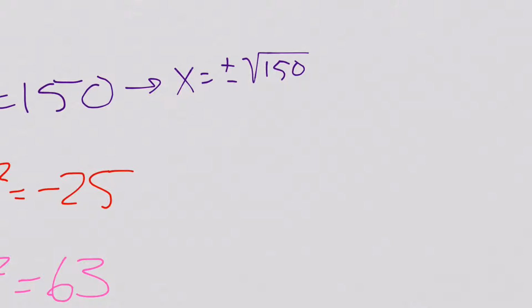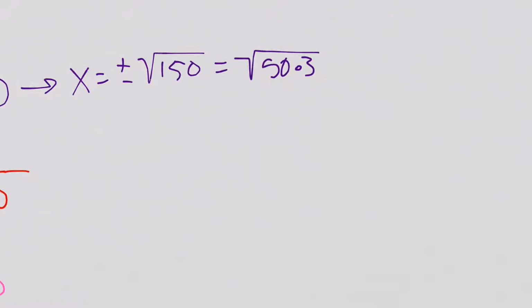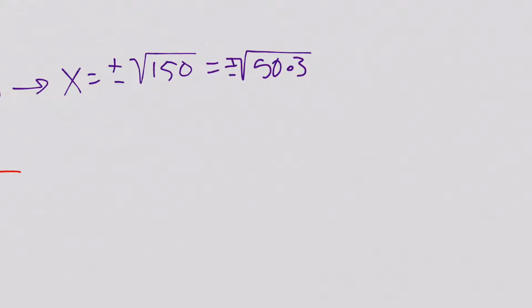And so we need to figure out how to simplify that, which means we need to split that 150 up into smaller chunks. So I know that 150 can be written as 50 times 3, because 5 times 3 is 15. So these should all still be plus or minuses. I know that 50 can be written as 25 times 2. So 25 times 2 is 50, and then 50 times 3 is 150.